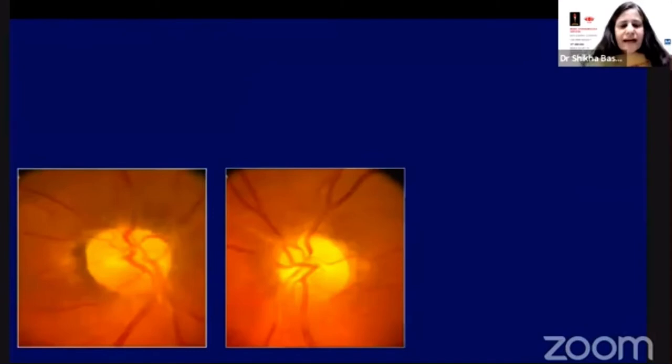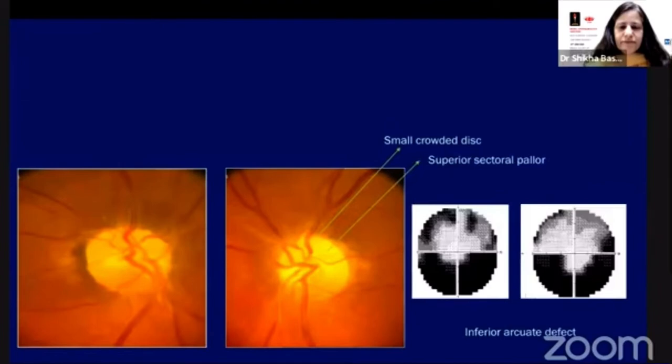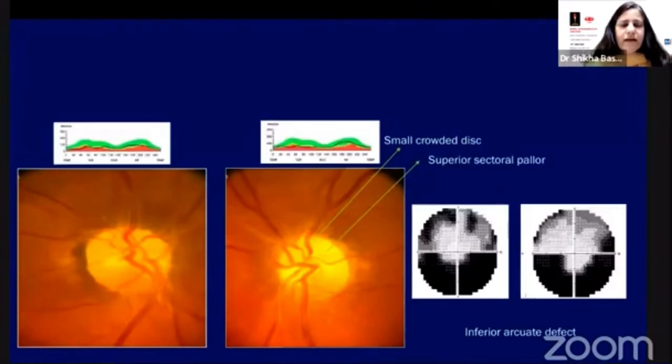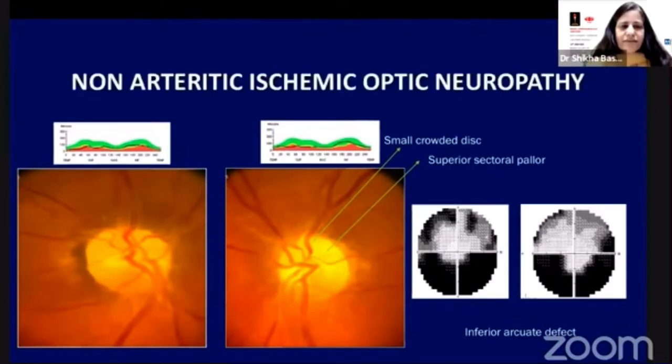Another case of bilateral optic atrophy. Let's try to see what information we get from this image. These are obviously small crowded discs. There is a superior sectoral pallor. You do the visual fields. There is an inferior arcuate defect in both the eyes. I do the OCT. The superior RNFL is thin. So this is a case of non-arteritic ischemic optic neuropathy.